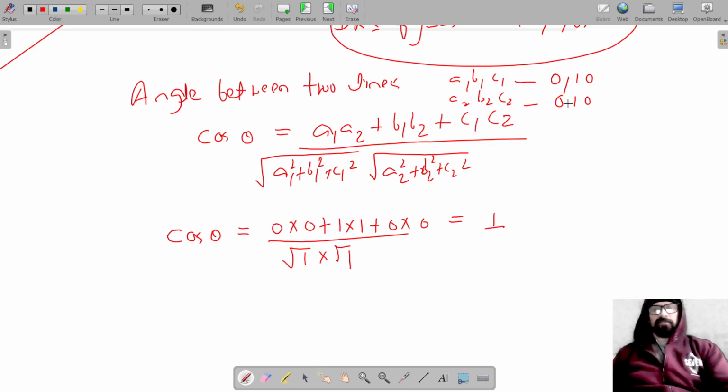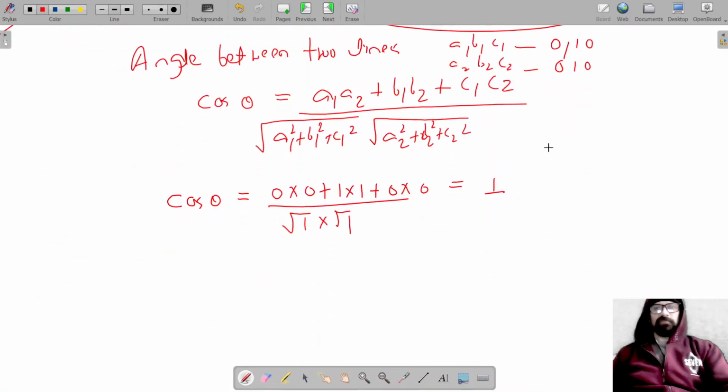Okay, this is a1. So we have this negative 1, so this is negative 1 into 1, 0 into 0. If we square this, this will be negative 1 upon root of the squares. Let me put in the values.